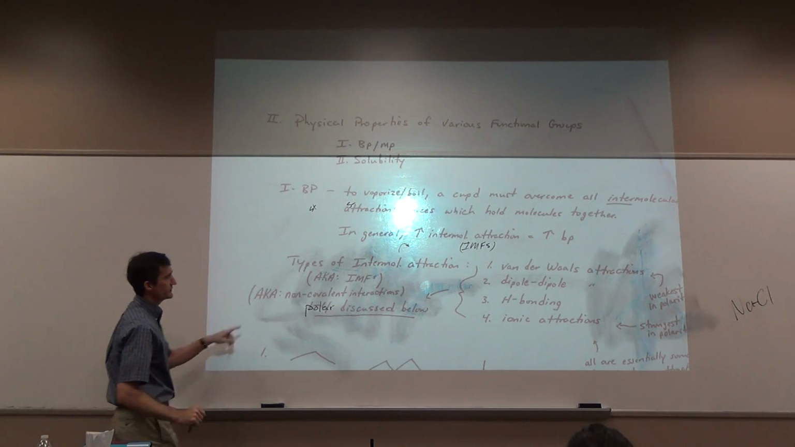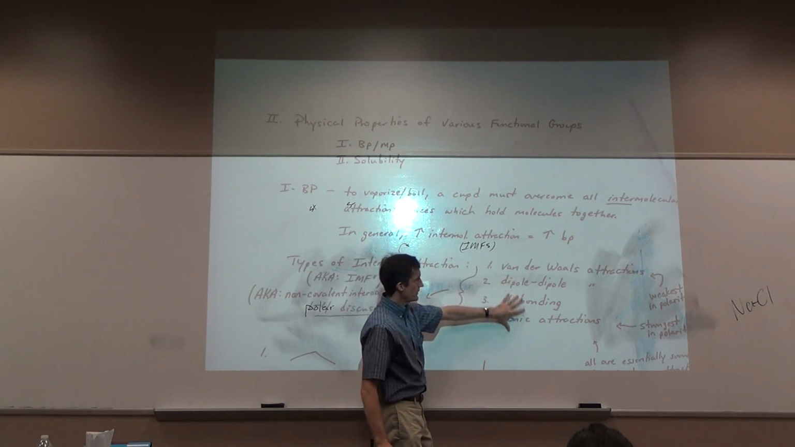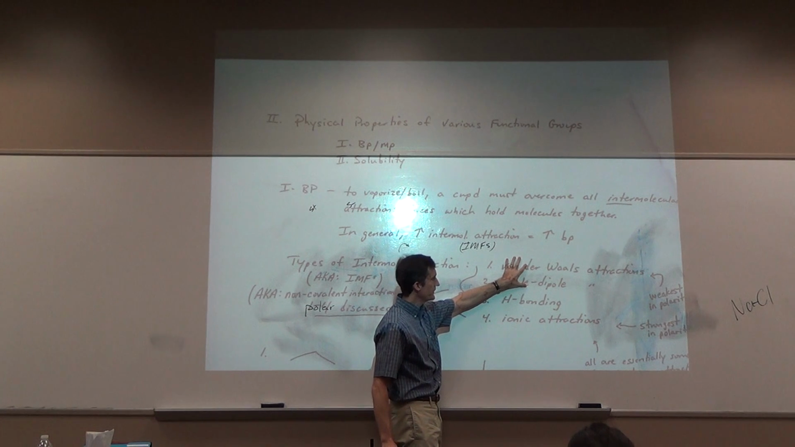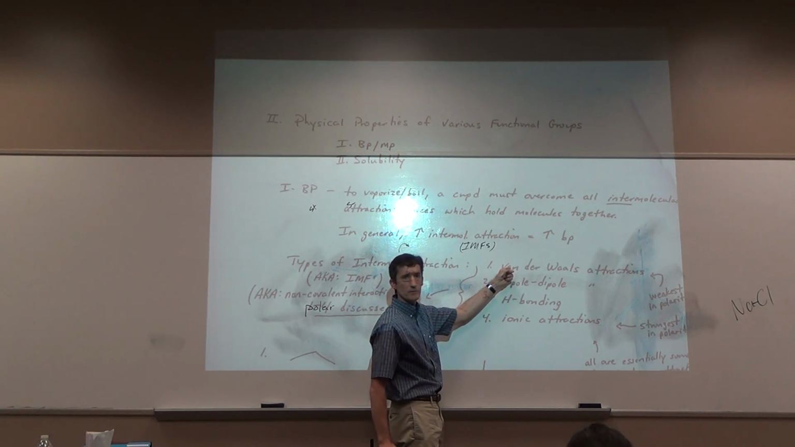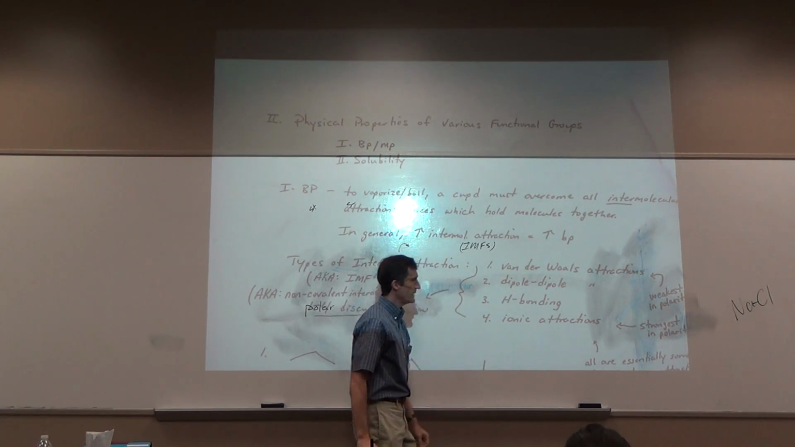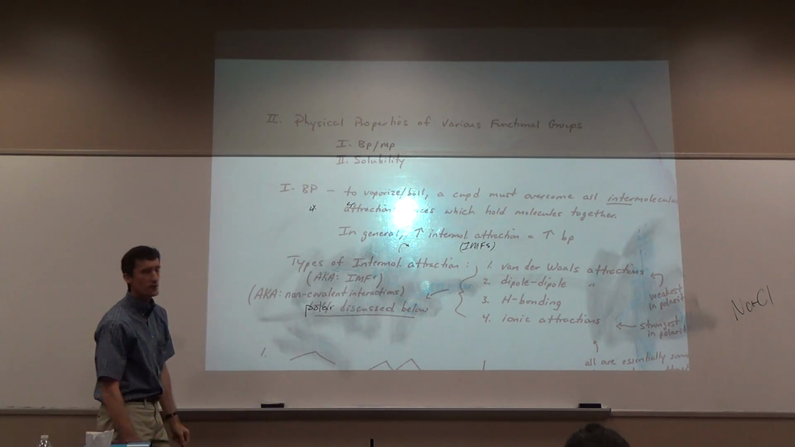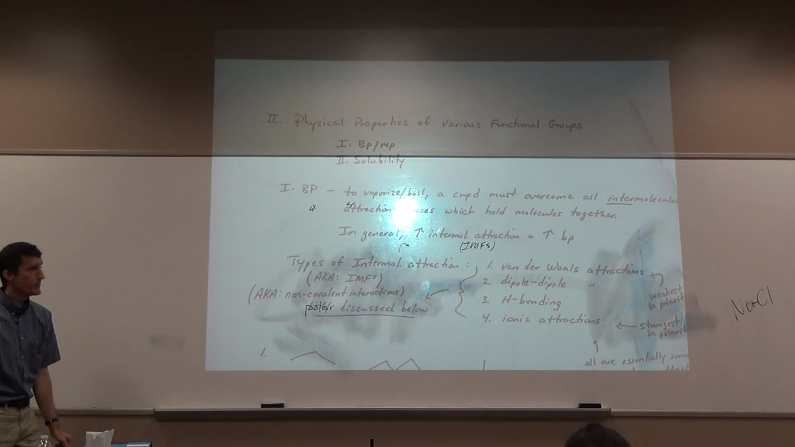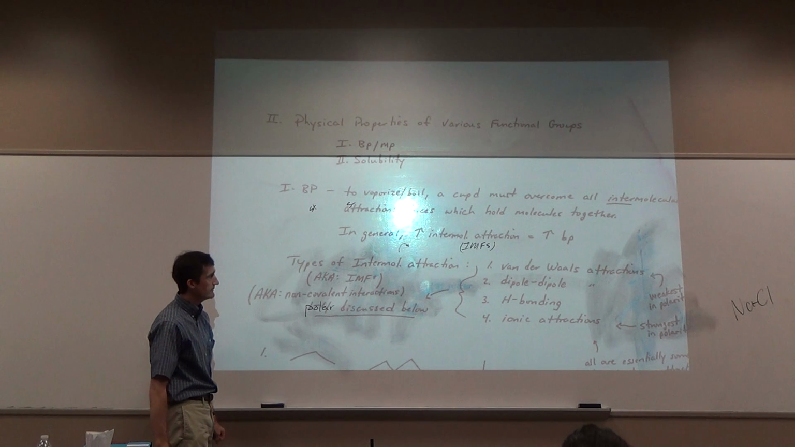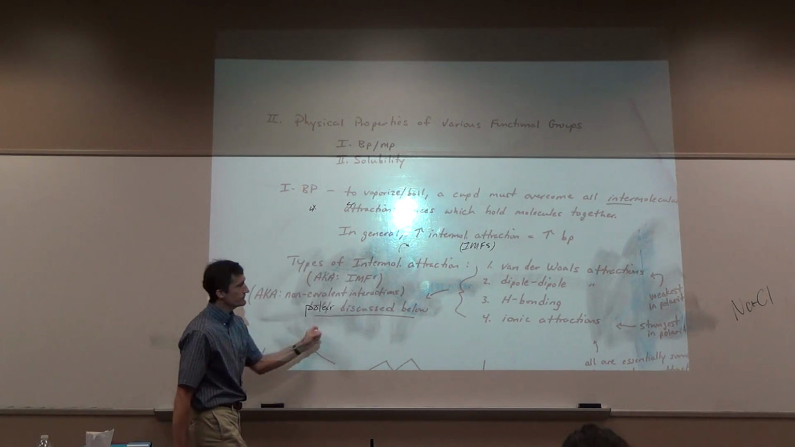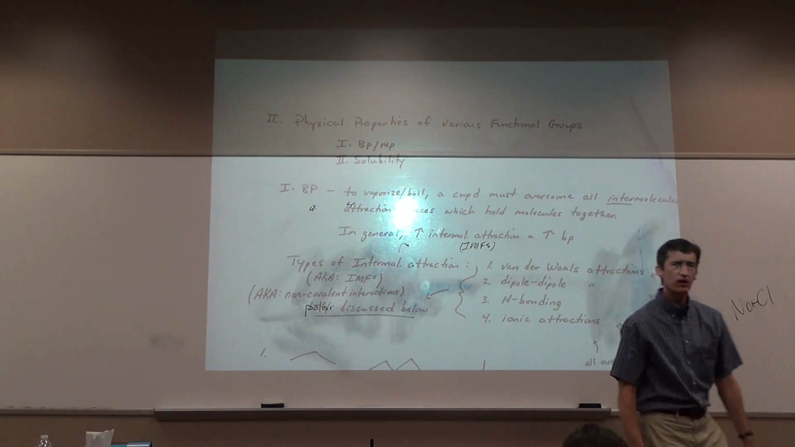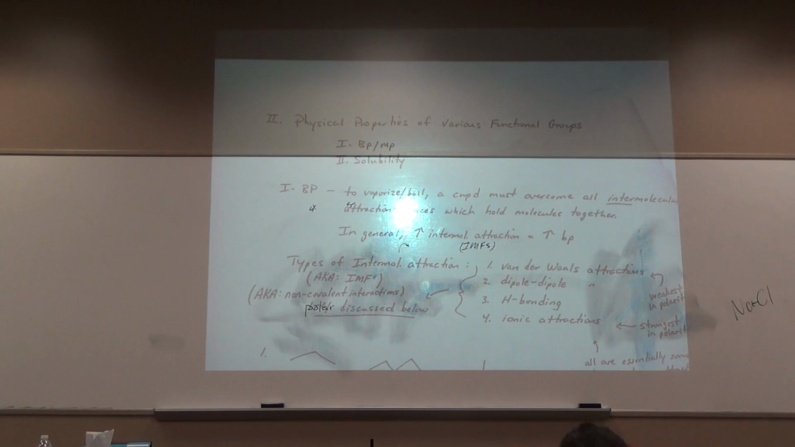Types of IMFs. They're here. There are 4. They're in order of strength. Van der Waals attraction is going to be the weakest. The strongest is going to be ionic attractions. We'll go through each of these one at a time. Okay. First, Van der Waals attraction, sometimes also called London forces or dispersion forces. To me, it's the same thing, but there are some fine differences.